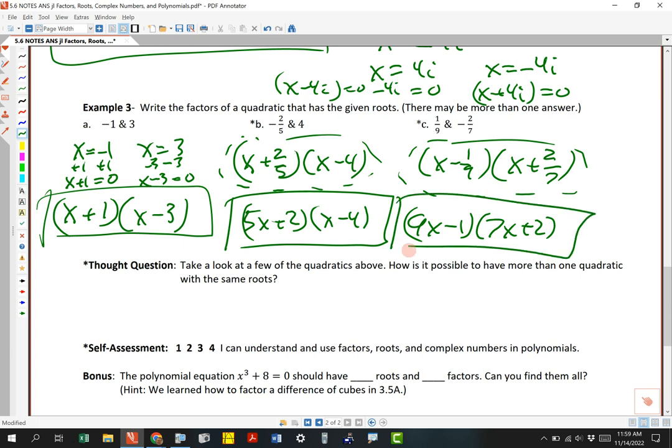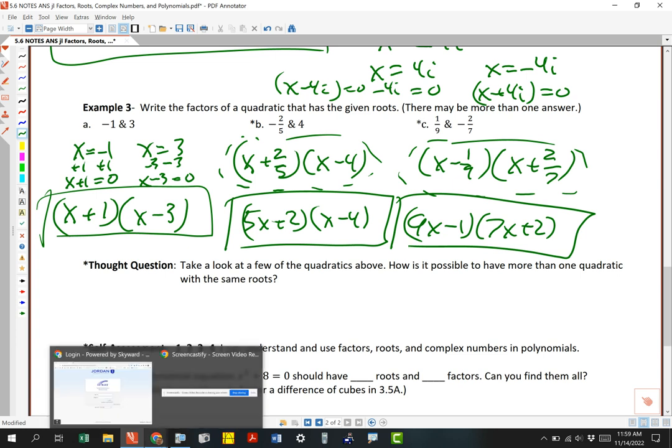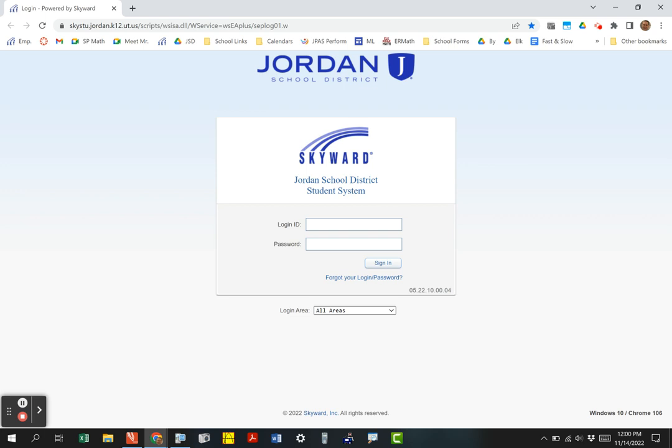Now, I want you to look at that, and I want you to think about, from the roots, how we derive the original polynomial. These might have names on them. On accident, I handed them out to my last class before I realized that.